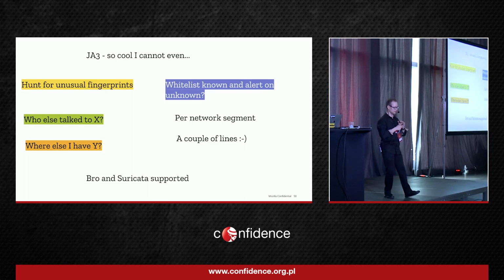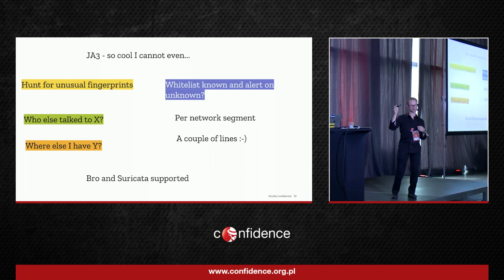So basically, if you know your network well, you might whitelist every known fingerprint and alert on anything else. That's what some people do in the industrial control networks. In the industrial control networks, you should be able to know every fingerprint of application that you have inside. And then you alert on something that has never been in there before.